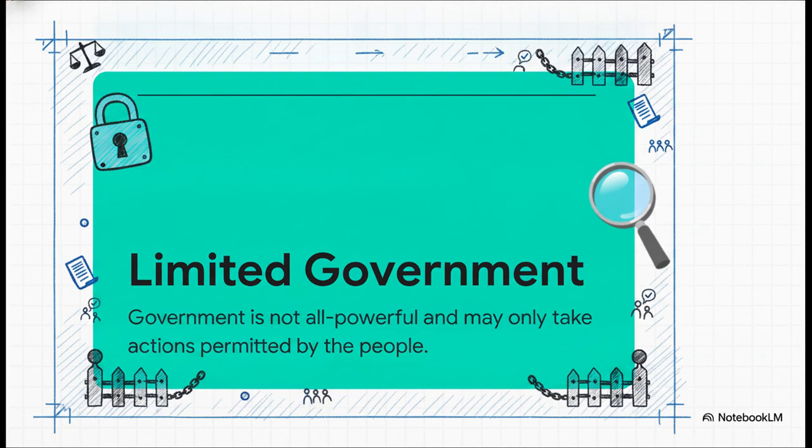This is the idea that the government is not all-powerful. It can only take actions that are explicitly permitted by the people. The government has strict boundaries, so it's not supposed to just interfere in all aspects of our daily lives. The blueprint clearly boxes in what the government is actually allowed to do.